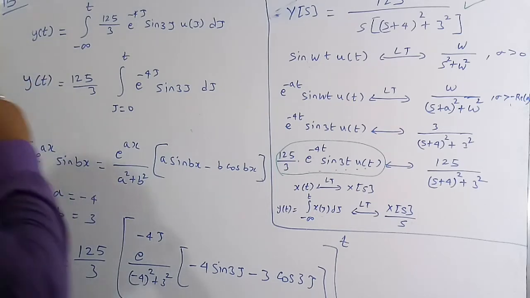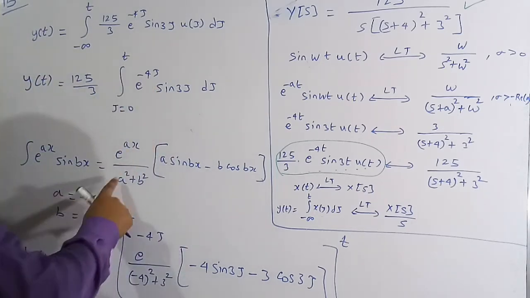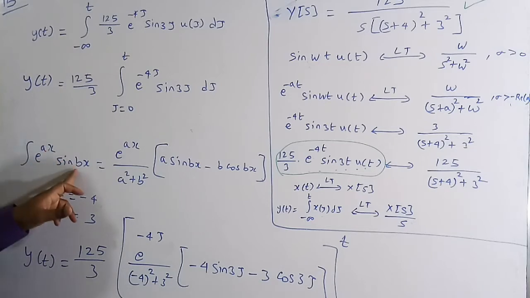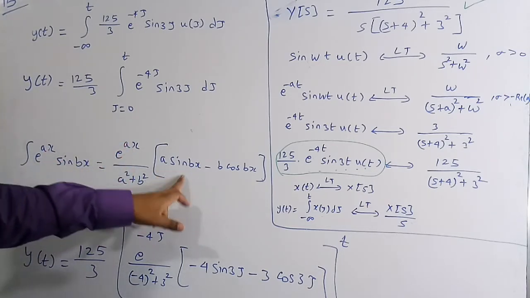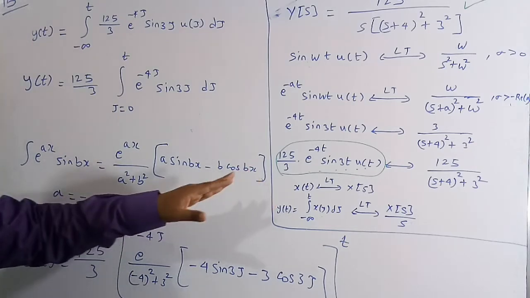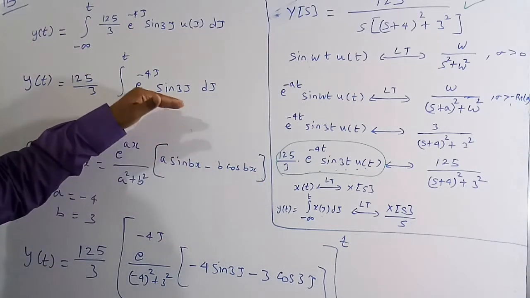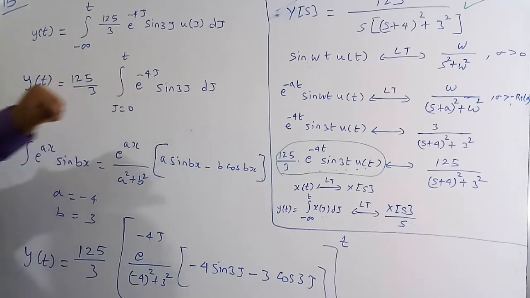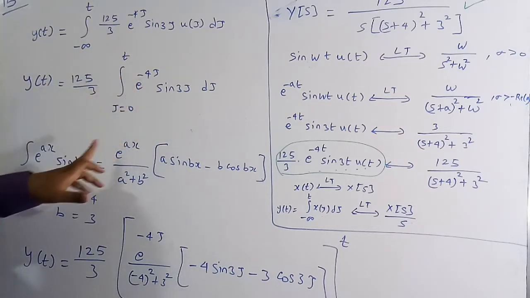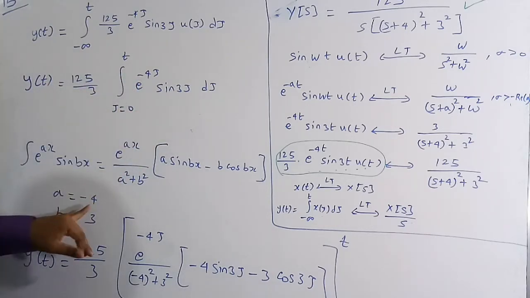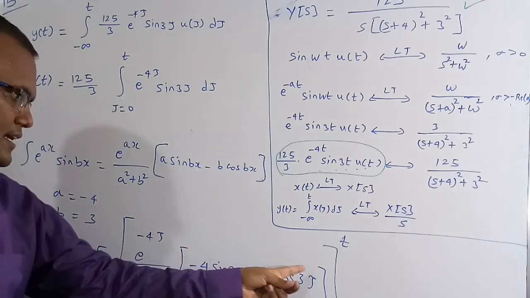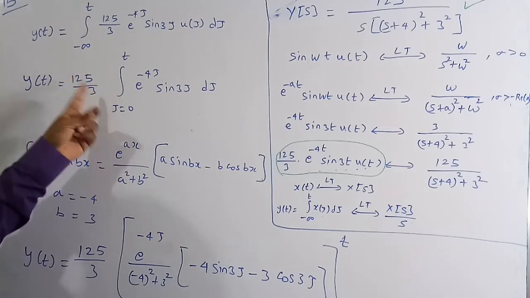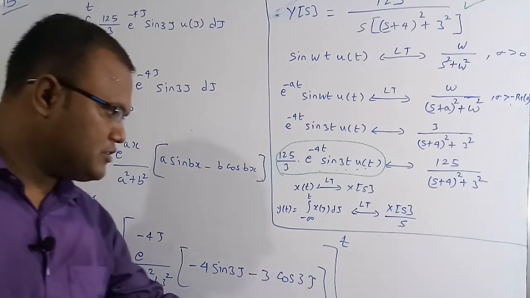This is a standard formula: the integration of e to the power of ax into sin bx is e to the power of ax by a square plus b square, times a sin bx minus b cos bx. By using this formula we are going to do the integration of this signal. Here a is minus 4 and b is equal to 3. So substitute here. Finally we are going to get this thing, and we have to keep the limits also. So the limits are tau equal to 0 to t.